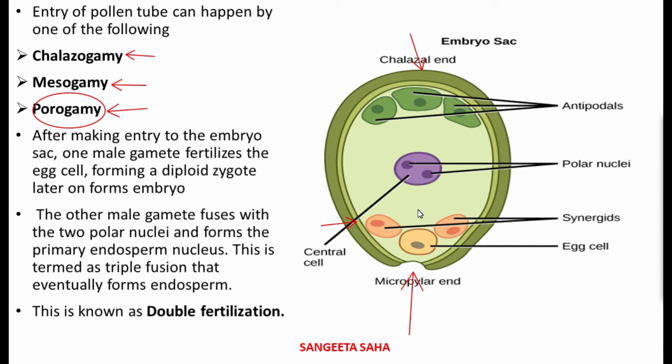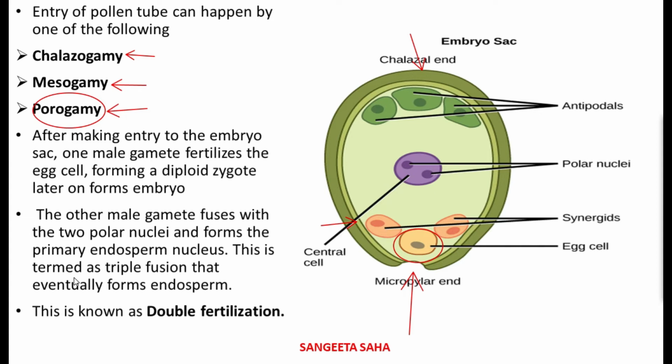Now one male gamete fuses with the egg, resulting in the formation of zygote, a diploid structure, and the process is known as fertilization. And this was discovered by scientist Strasburger.